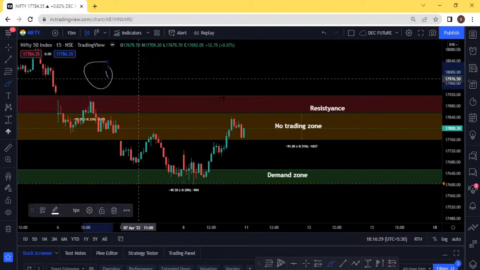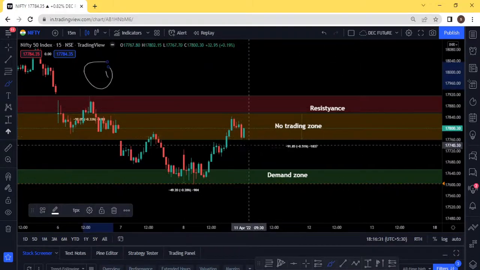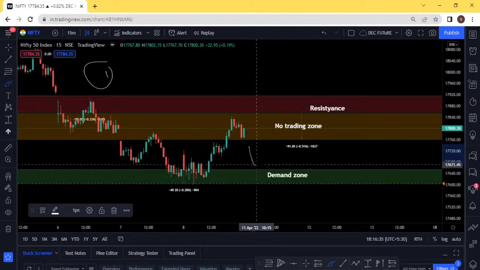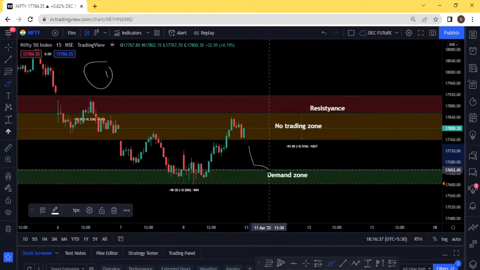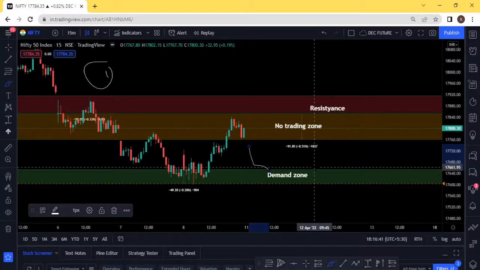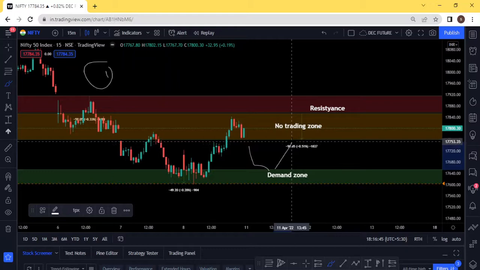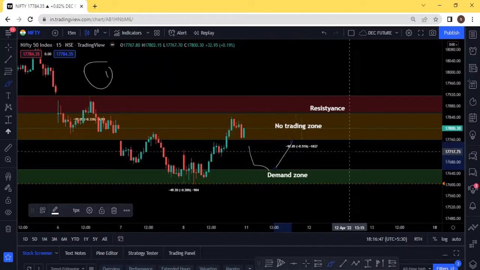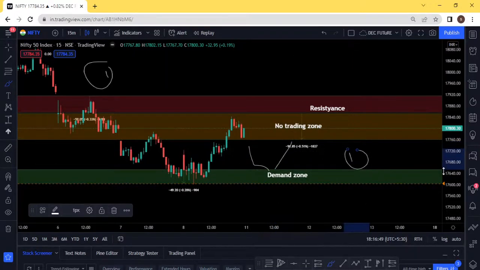Number one, the first trade plan is, suppose the price opens below 17,760, right? And if the price comes around 17,650 in the demand zone and gives me a confirmation, I will look forward to buying this for this particular level of 17,750. This is the first trade plan that I will be looking out for tomorrow, right?